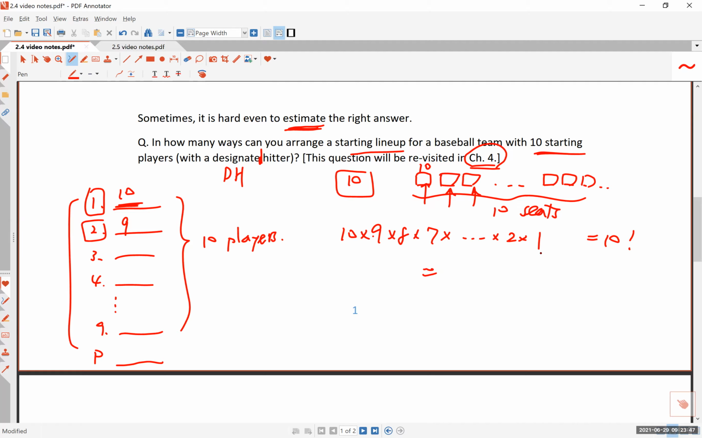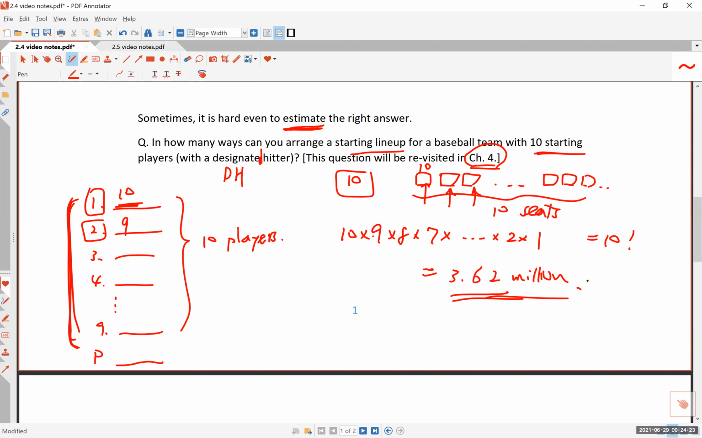If you multiply all the integers from 10 to 1, it turns out the answer is over 3.62 million. Wow, right? This is how many choices a manager has to line up 10 players. And so sometimes it is even hard to estimate, to come up with a ballpark figure. Sorry, no pun intended here. A ballpark figure to come up with a lineup of 10 starters.